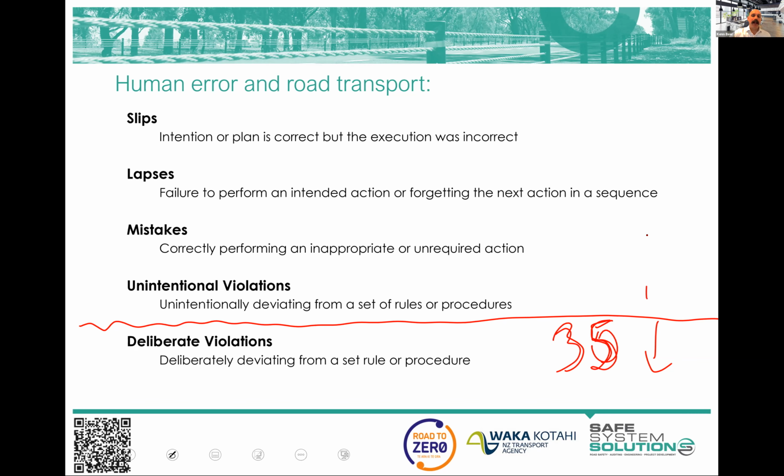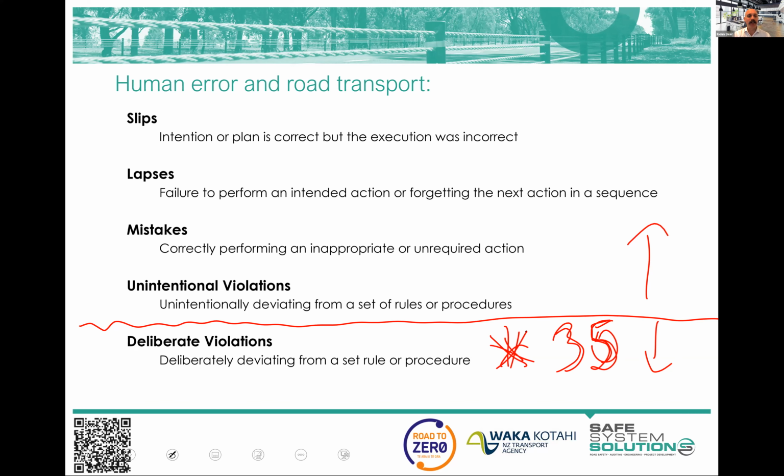But what we see is that the bulk of death and serious injury sits in the slips, lapses, mistakes, and unintentional violations. Basically, people trying to generally go about their business and being killed or seriously injured on the road network. Now, the media get excited when there's death and serious injury in this one, because that's a juicy story. And that precipitates this vision of road safety as only those extreme driver behaviors and these sorts of things.